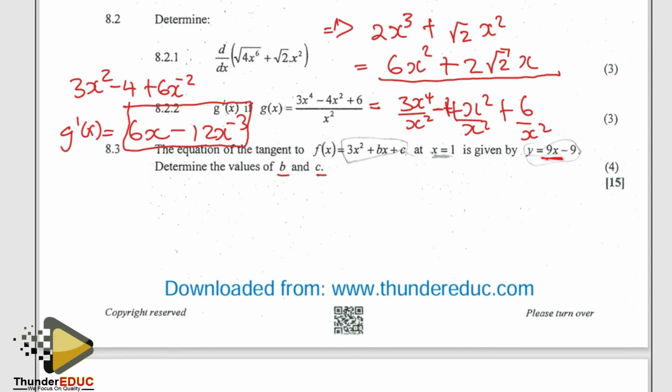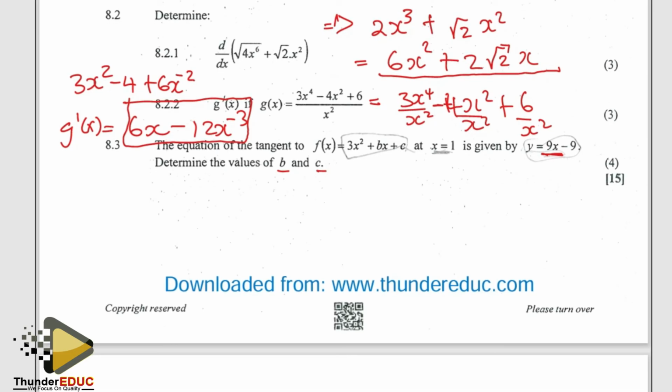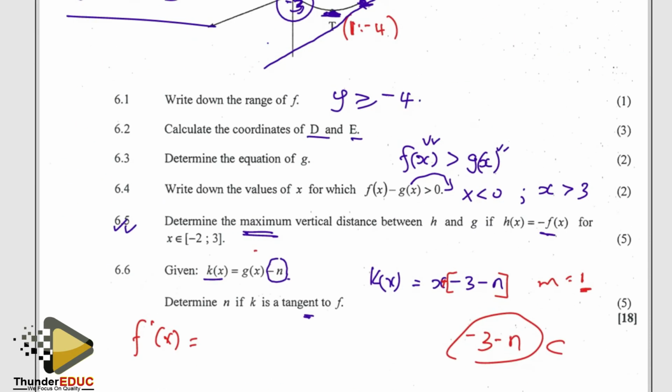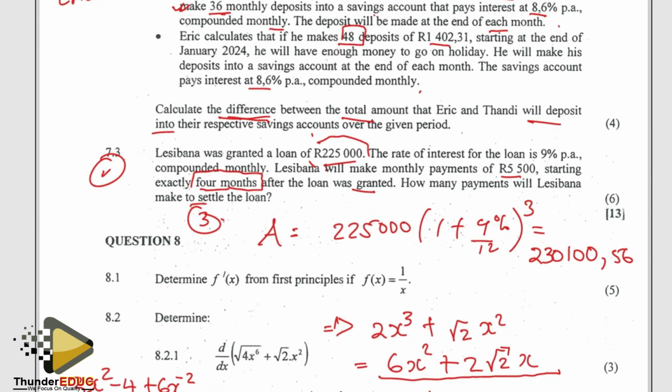So let's start by getting the coordinates at the meeting point. And I'm going to use x as a 1, okay, and use this equation here. So when I replace x with a 1, y is going to be 9 times 1 minus 9, which is a 0. So which means the two are meeting at a point 1 and 0. Then I can get these numbers and substitute them there.